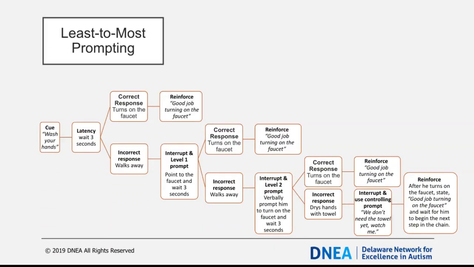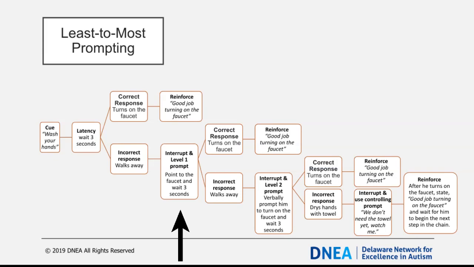Ben is learning how to wash his hands. You begin by providing the initial cue of wash your hands. If Ben begins to wash his hands correctly after 3 seconds, you reinforce him with social praise for completing the first step of the chain and wait for him to begin the second step, getting his hands wet. If he does not begin to wash his hands, you interrupt his response and gesture to the faucet to remind him to turn on the water to begin to wash his hands.